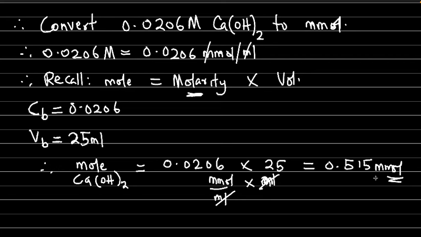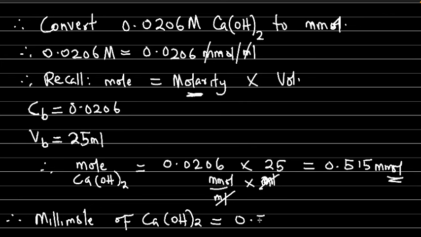Now, since we've gotten the millimole, we now say so therefore millimole of calcium hydroxide equals 0.515 millimole. But this is not what they asked us to find, right? They asked us to find that of OH minus.